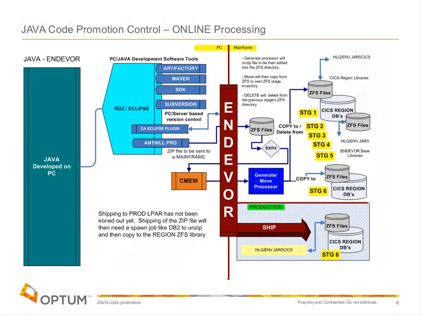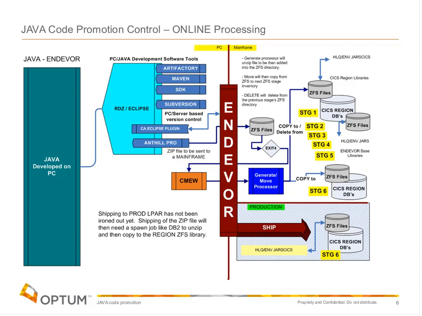They use these tools. This one's called Artifactory. They use Maven, SDK. Subversion is their version control system for the PC. The CA Eclipse plugin. Basically, we're using CMEW right now, as I mentioned, and then this thing called Antil Pro, which is a published utility, which actually takes the file and puts it to a ZFS folder out on a mainframe. From there, we use CMEW to do the add into Endevor. We use exit 4 to ensure that the Java code is coming from what we call the landing zone, or the ZFS file from Antil Pro. This way, there's no way of getting this add from anywhere else. It is a totally closed loop.